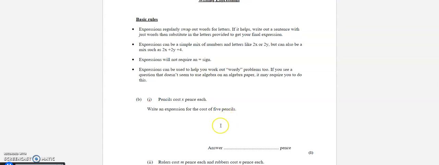Now there's a couple of ways you can do that. If you're quite happy, you might have already figured this out. You simply just do 5 times X, which is 5X. You can jump straight to that point if you want to, and there's absolutely nothing wrong with doing that.